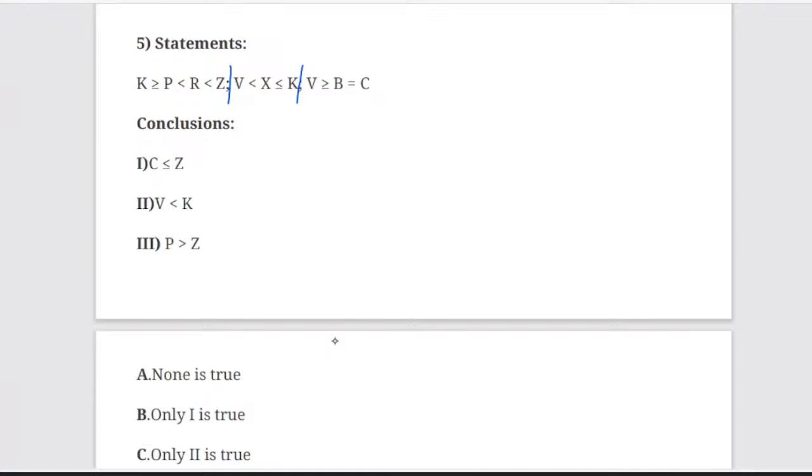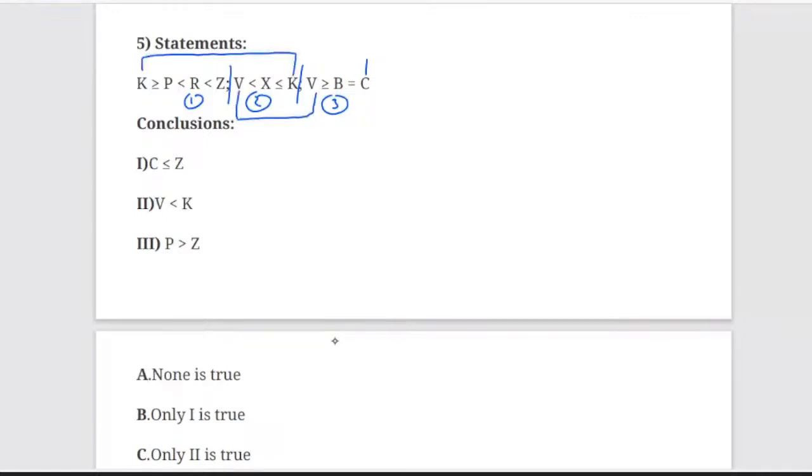Now question number 5. First, second, and third. Now C is less than or equal to Z. So where is C? C is there in the third one. This is first, this is second, and this is third. And Z is there in the first one. So is there any common thing between first and third? No. Is there any common thing between first and second? Yes. K is common between first and second. Similarly, V is common in the first, second and third.